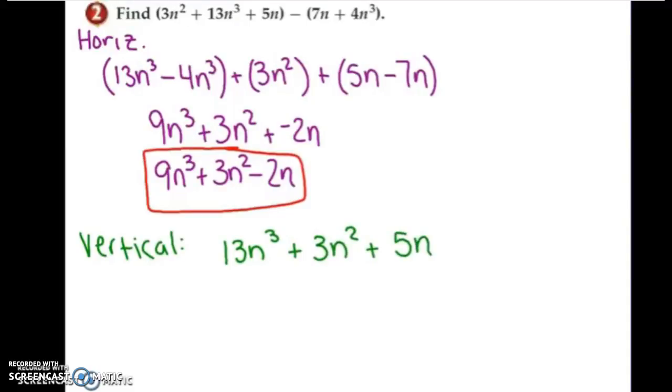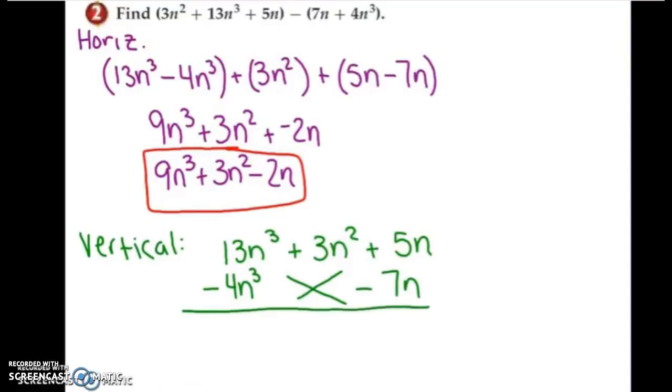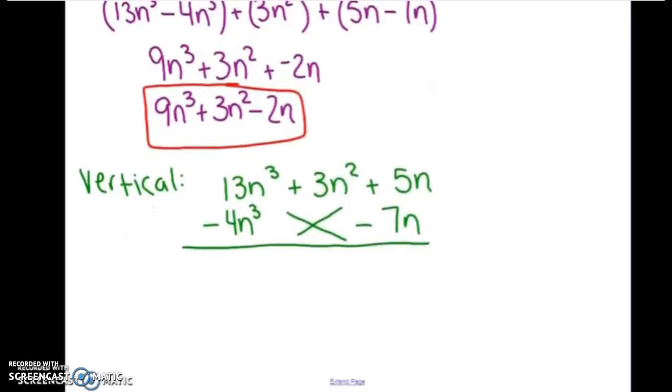Now underneath, don't forget you're subtracting the pieces. So let's line up our like terms. I have minus 4n to the third, and then I have no other n squared term. So you can either leave it blank, put a big ol' x, put a 0, whatever you prefer. And then I have minus 7n under the 5n. Now when I combine this, I get 9n to the third plus 3n squared. Again, if you have no like terms there, you just bring that piece down into your answer. And then on the end, I have minus 2n.